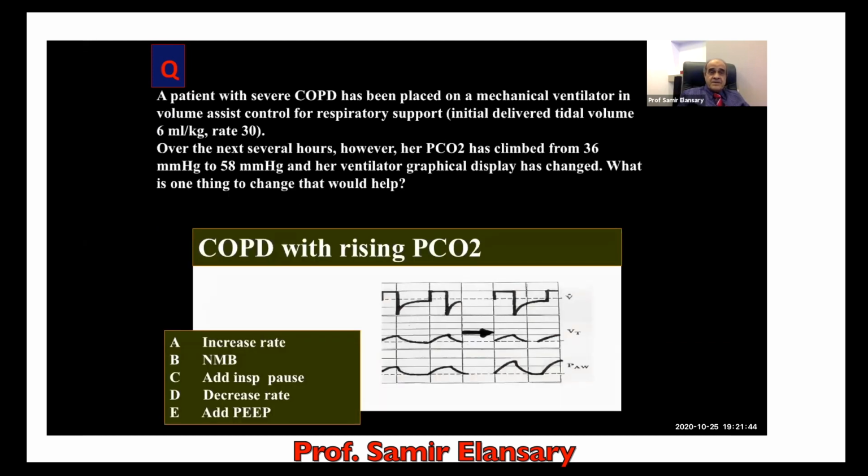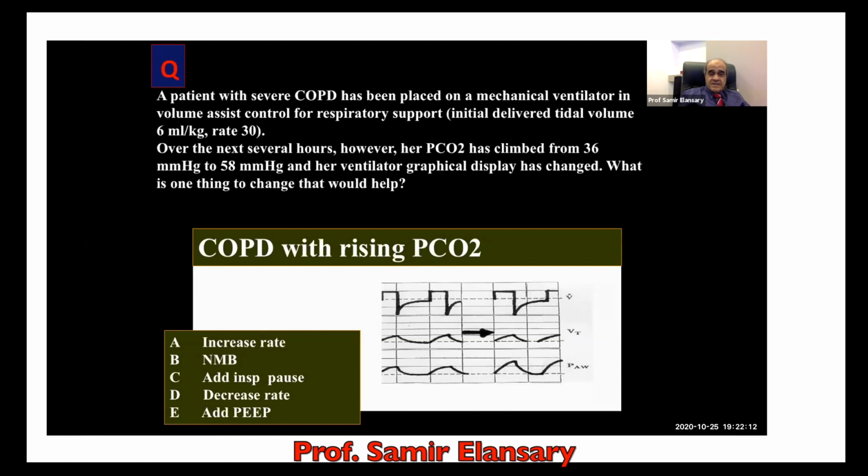Another case, a patient with severe COPD has been placed on mechanical ventilation, volume assist control, for respiratory support, with initial tidal volume 6 ml per kg and rate 30. Over the next several hours, however, the CO2 has climbed from 36 to 58 millimeters mercury, and the ventilator graphical display has changed. What is one thing to change that would help?